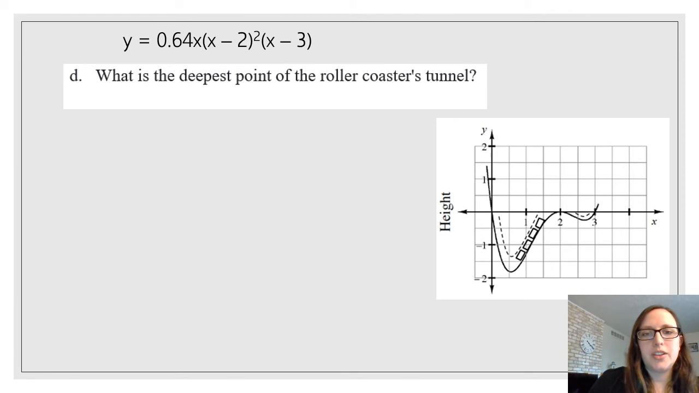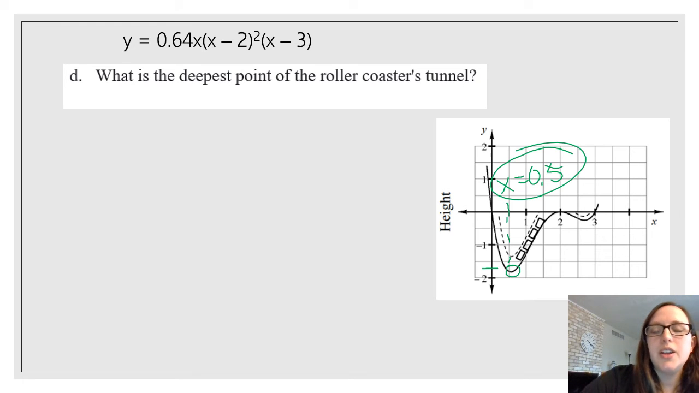All right, and then based on that equation, we can now figure out what the lowest point of that roller coaster is. So the lowest point looks like it's about right here, and that is when x equals 0.5. And it looks like it's almost down to the -2, so maybe it's -1.7, -1.8, something like that. So what we're going to do is we're going to plug in the x that we think it's at, and then we'll be able to find the y value.